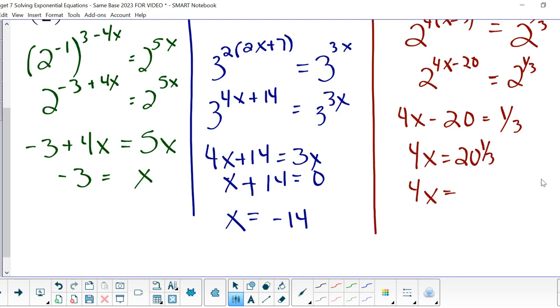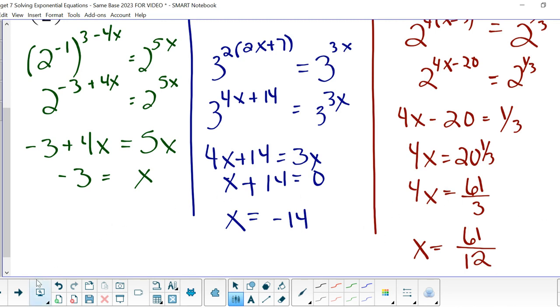So 3 times 20 is 60 plus 1 is 61. And then that gets divided by the original denominator of 3. Now you can divide by 4, and you're really just multiplying the denominator by 4. So you're now going to have 61 over 3 times 4 is 12. So you have 61 over 12.